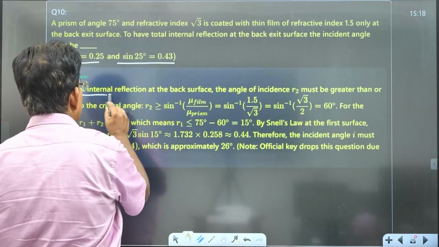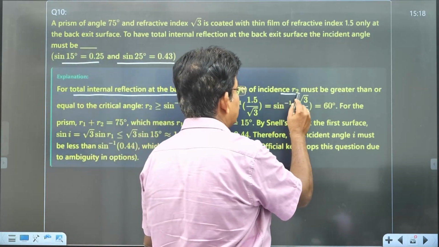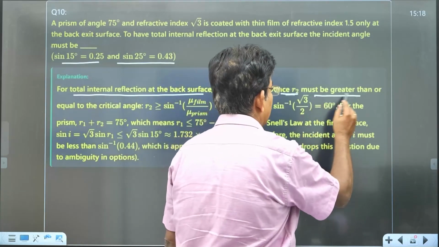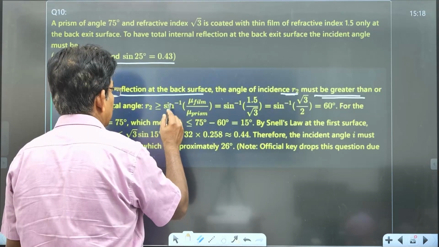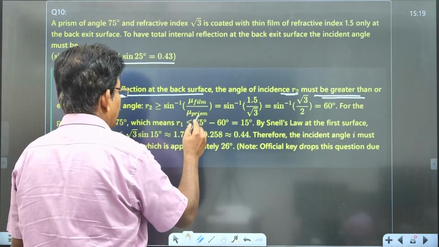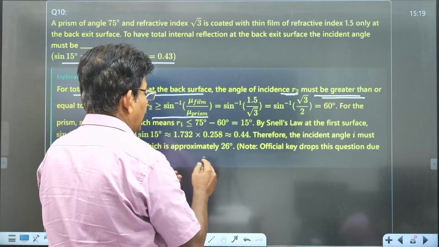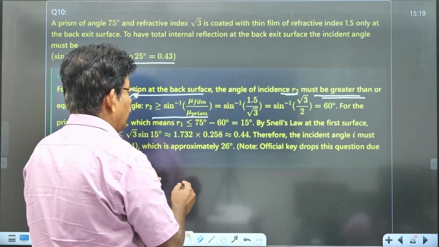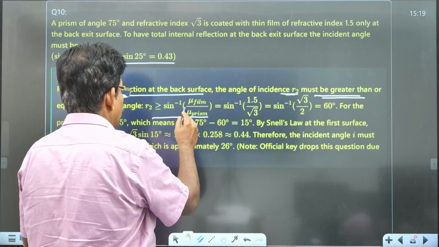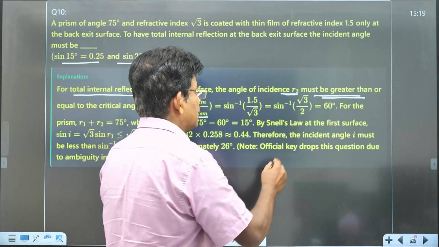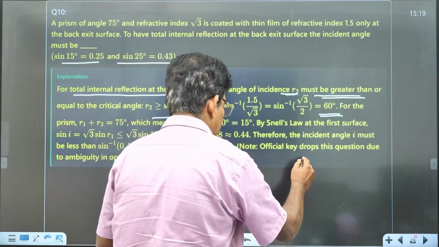For total internal reflection at the back surface, the angle R2 at the second surface must be greater than or equal to the critical angle. R2 is greater than sine inverse of mu film by mu prism, because light is coming not from air to the film, but from prism material to film material. So R2 should be greater than sine inverse of mu film by mu prism, and that you work out. This is coming to be greater than or equal to 60 degree. Better I draw the diagram.